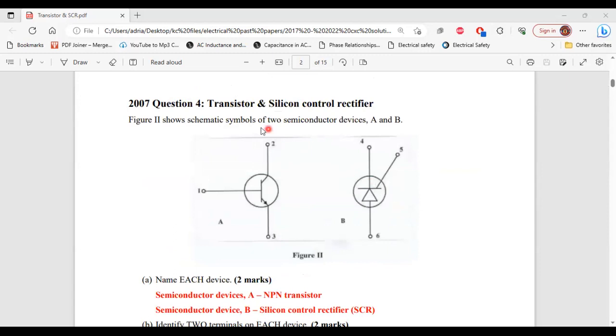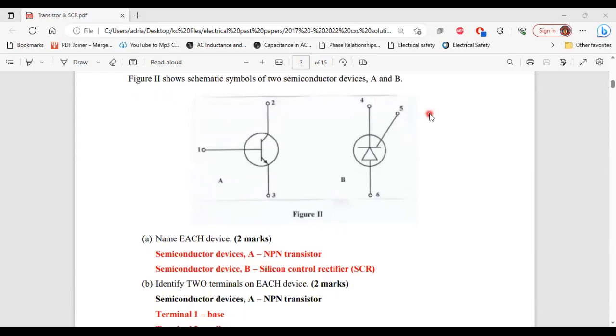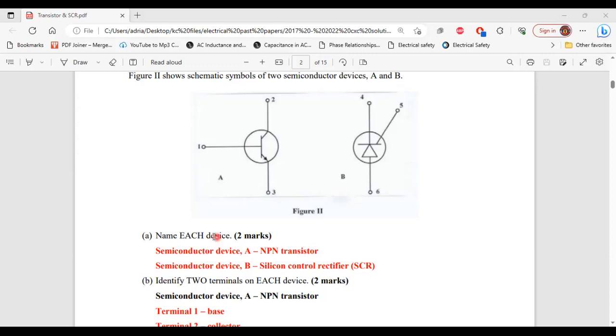All right, so this is question four from the 2007 past paper. It says, figure 2 shows schematic symbols of two semiconductor devices, A and B. Part A, it says, name each device. Semiconductor device A is an NPN transistor. Semiconductor device B is a silicon control rectifier, in short, SCR. All right, so that's it for part A.